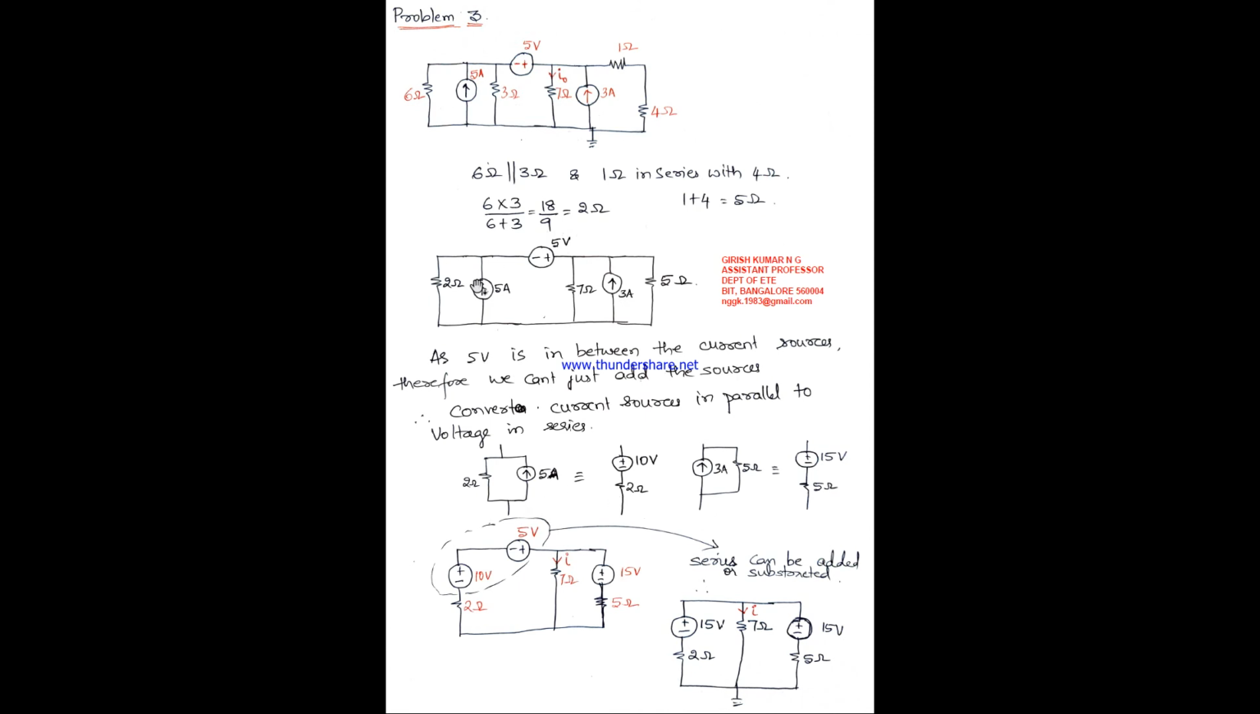do. So when 2 ohms in parallel with 5 amps is converted into series, I get 10 volts in series with 2 ohms. How did I get 10 volts in series with 2 ohms? 5 twos are 10. So V equals I into R. Therefore 10 volts and 2 ohms in series. Similarly here 3 amps in parallel with 5 ohms, I can convert that also into series. So I get 15 volts in series with 5 ohms. 5 threes are 15. So 15 volts in series with 5 ohms.